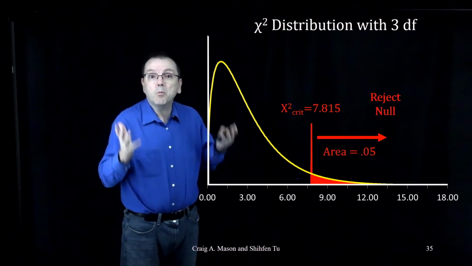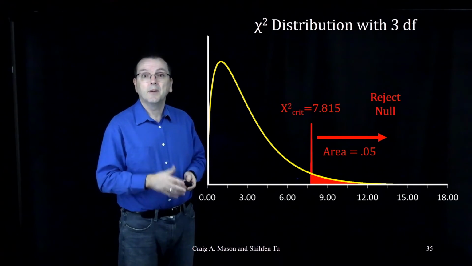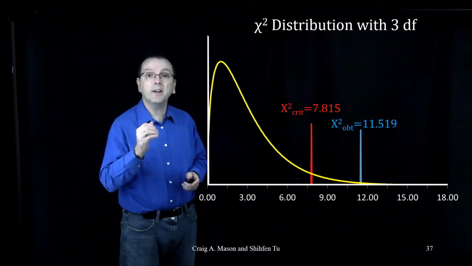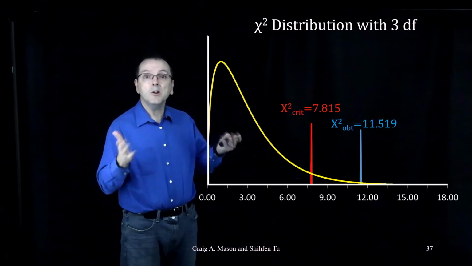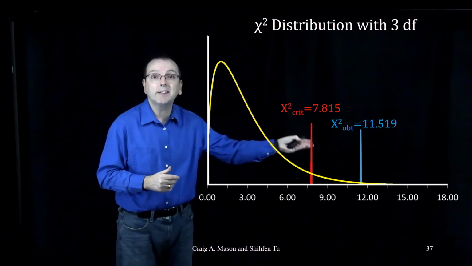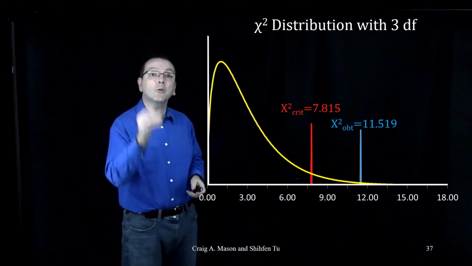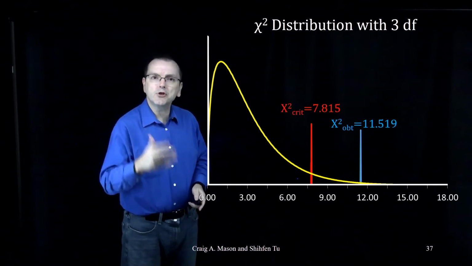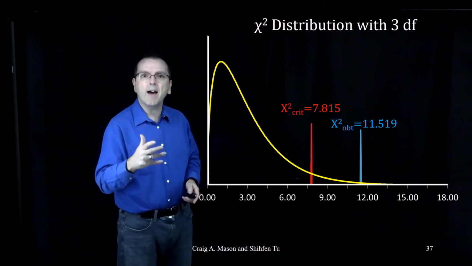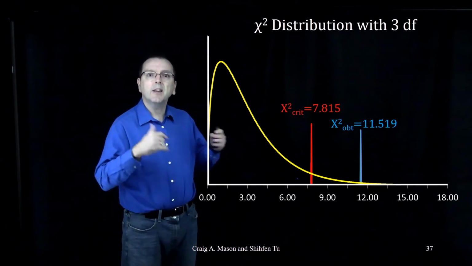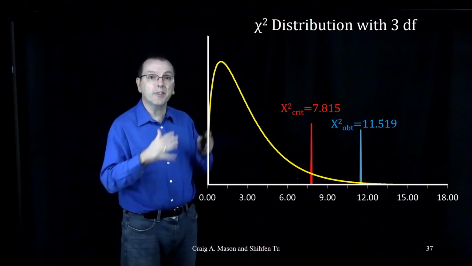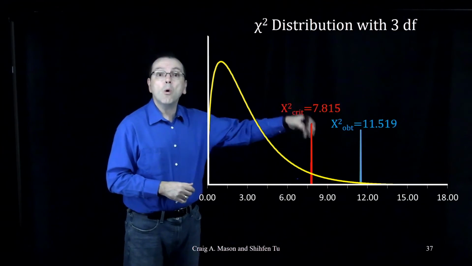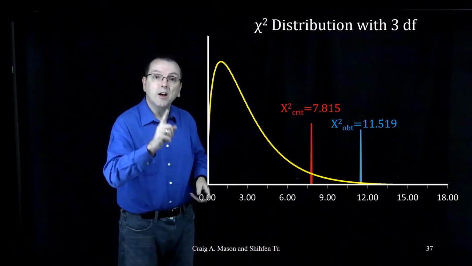Now, what did we see with our data? With our data, we obtained a chi-square of 11.519. So right there, we know we're going to reject the null because our chi-square is more extreme than that critical chi-square. But just how extreme is it? What's our p-value? Remember that the p-value is the likelihood that we would have obtained a result this extreme, a chi-square of 11.519, or more if the null is true.